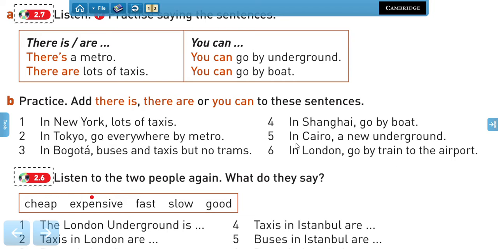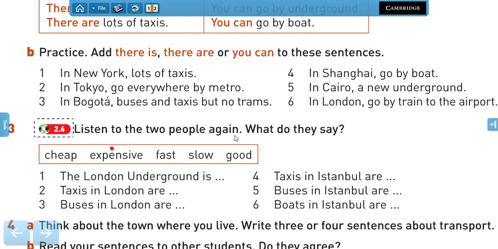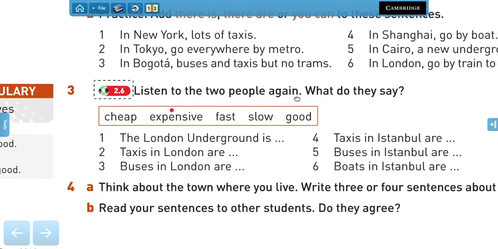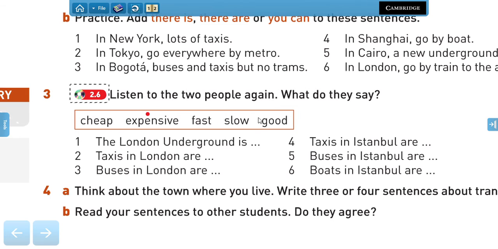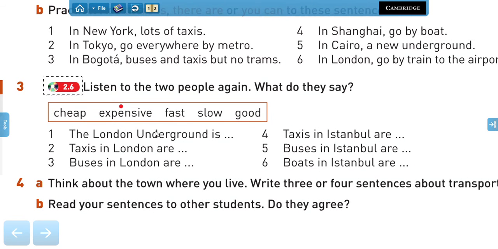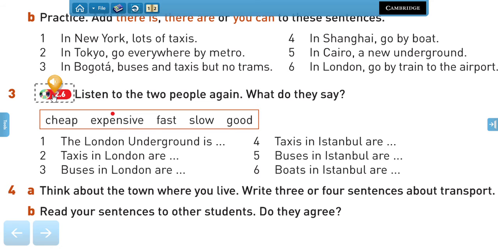Do you have them all correct? Very good. Now, we're going to be talking about people talking about some places, right? And especially about transport in those places. And they're going to be using these words: cheap, expensive, which is the opposite of cheap, fast, slow, and good. So you're going to complete these sentences with the information that you hear in the listening. All right? So let's see. Track 6.